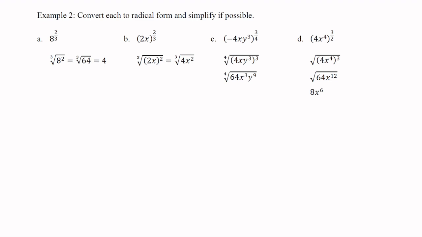The square root of x to the 12th is going to give you x to the 6th, because if you were to square x to the 6th, you would have x to the 6 times 2, which would give you 12.